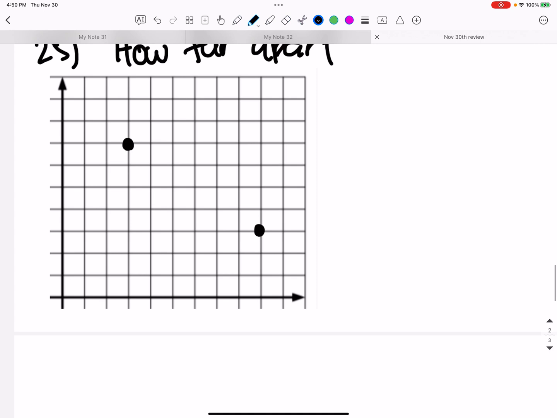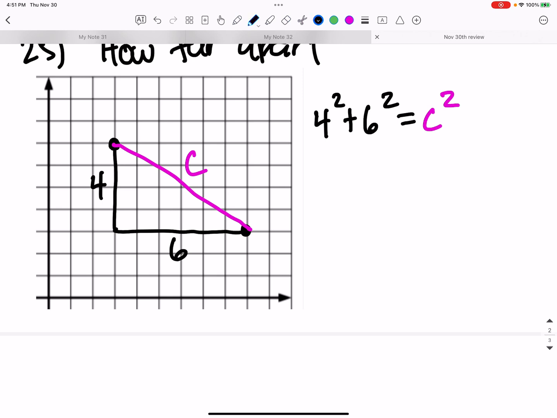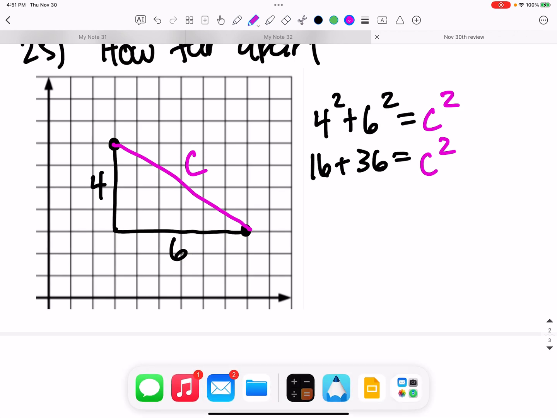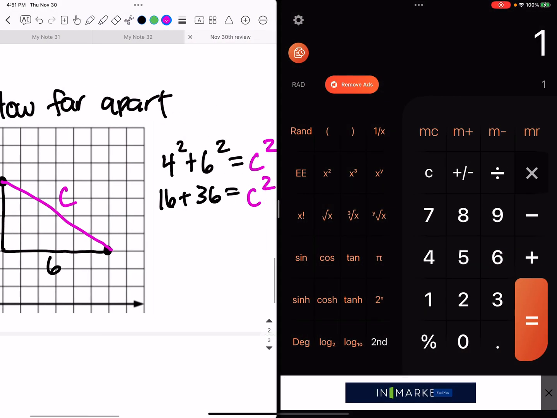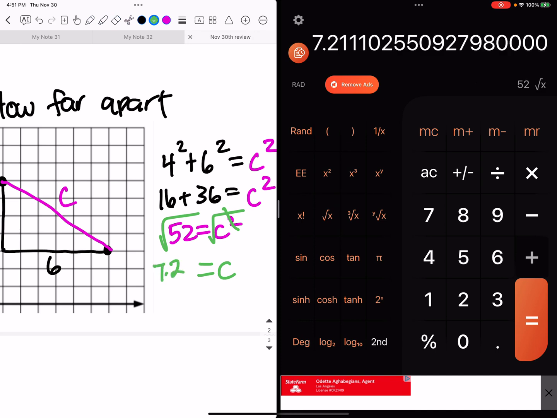All right, this guy, how far are they apart? Let's see. Okay, so this is 4 boxes. This is 6 boxes. 4 squared plus 6 squared equals, I don't know, squared. 16 plus 36 equals 52, equals, I don't know, squared. To get rid of the square, we get square root. So C is the square root of 52. I'm going to hit square root, which is about 7.2.